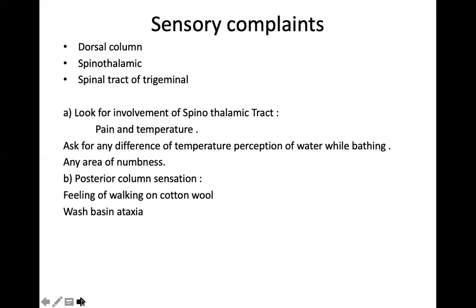Posterior column is again wash basin ataxia, feeling of walking on cotton wool. Cotton wool sensation is an important pointer towards a dorsal column involvement. And for spinal tract of trigeminal, obviously the same pain and temperature over the face area, the onion peeling of sensation, all has to be asked. And it's important you also know the nucleus of trigeminal nerve, the motor, sensory, the spinal tract, the mesencephalic. At times, all this can be asked in case you are performing exceedingly well.